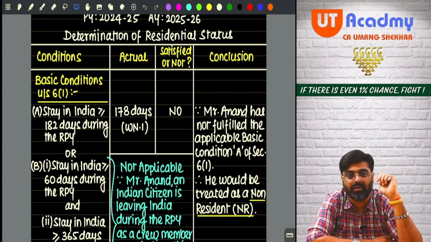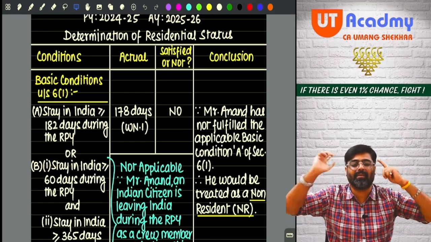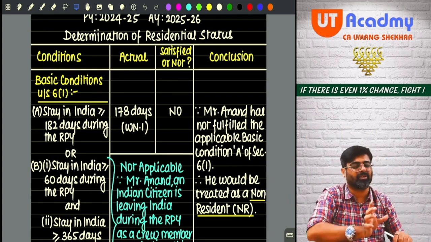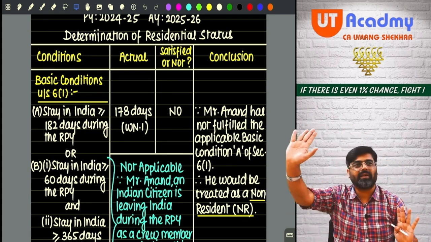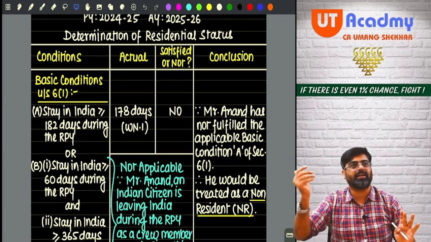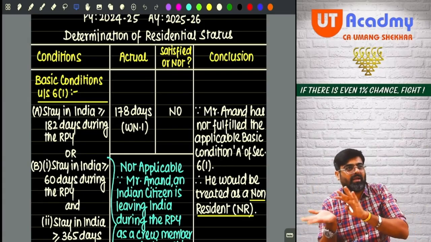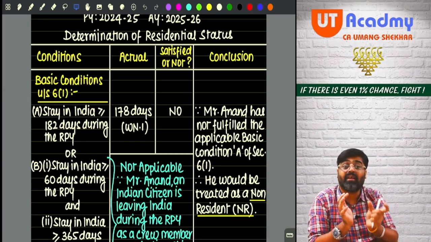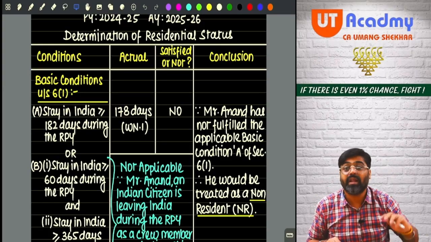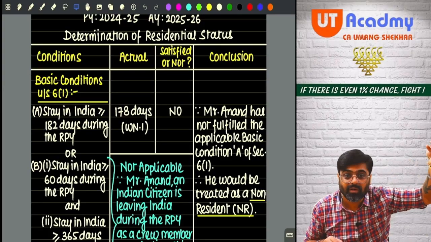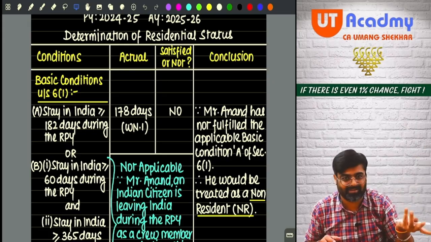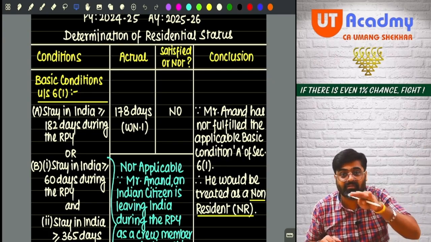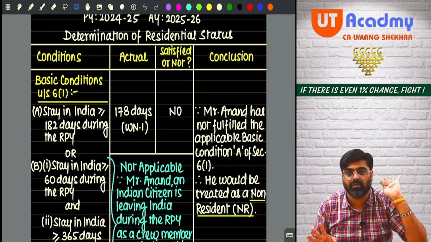Which one is easy? Simple, sir. Format I remember. Condition, actual, satisfied or not, conclusion. First condition I know, sir. Second condition I know. Second condition not applicable. I have written not applicable and I have given the reason in the same place, so that the examiner does not have to go and check here and there. I have given him everything at a single place.